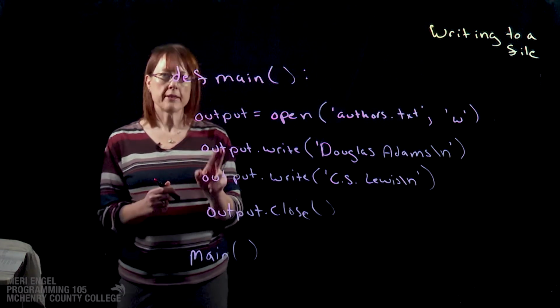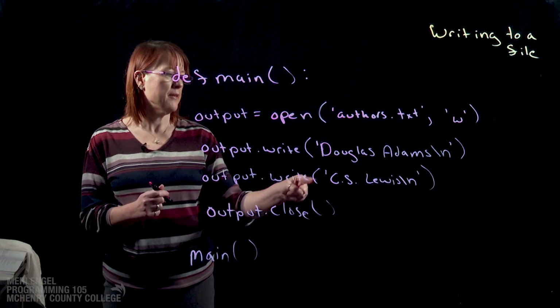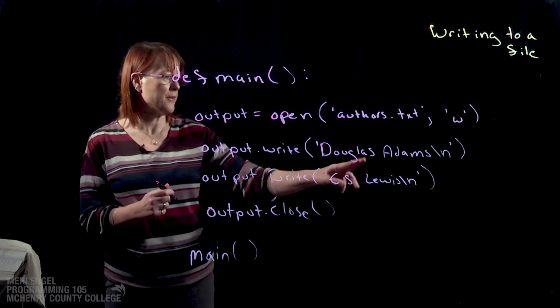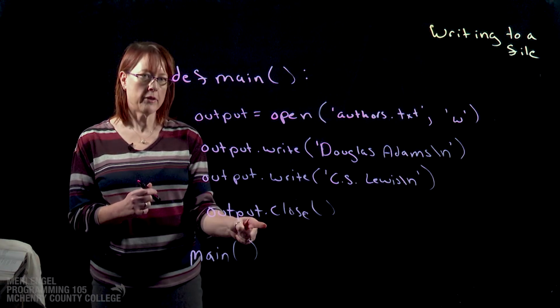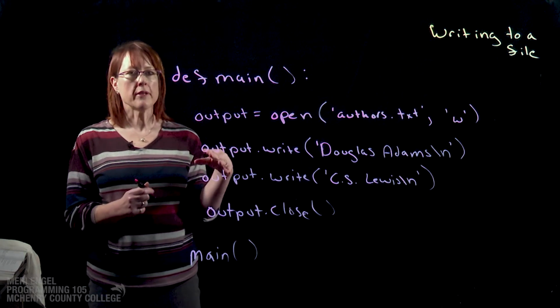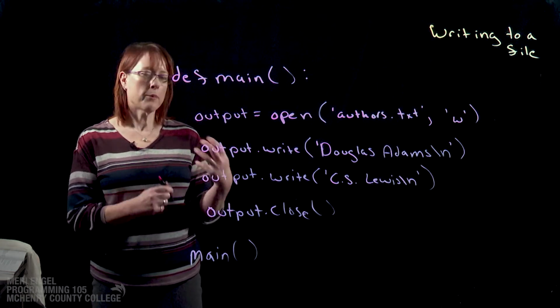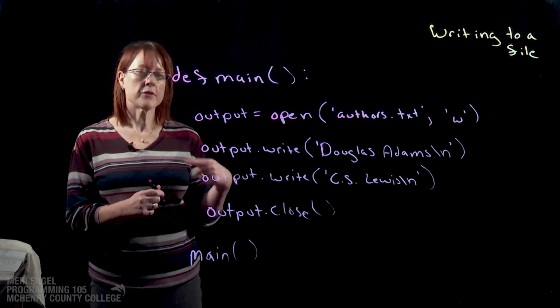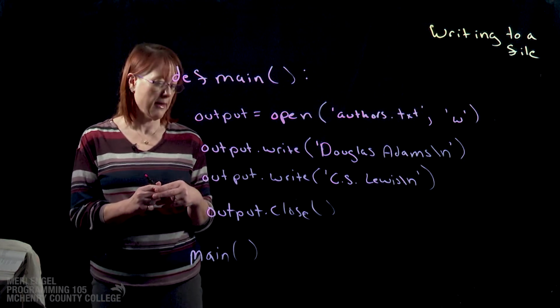So we can put in additional lines of text, output.write, C.S. Lewis, he wrote the Narnia books, \n. When we're done, we do output.close. Now we could do this where we were getting input from the user and they were putting in their favorite authors, and we could do it in a loop until we flagged it done or something like that.